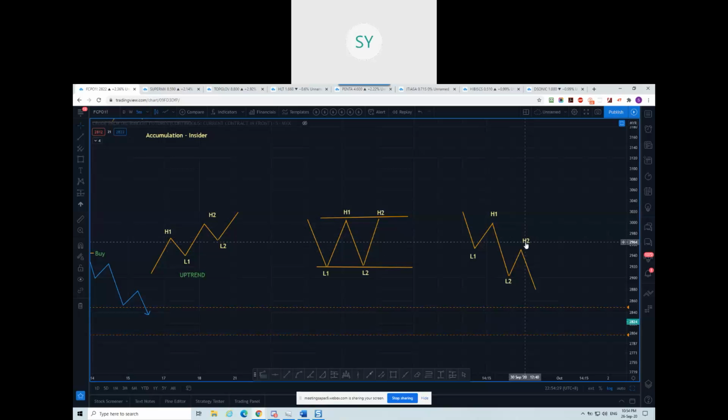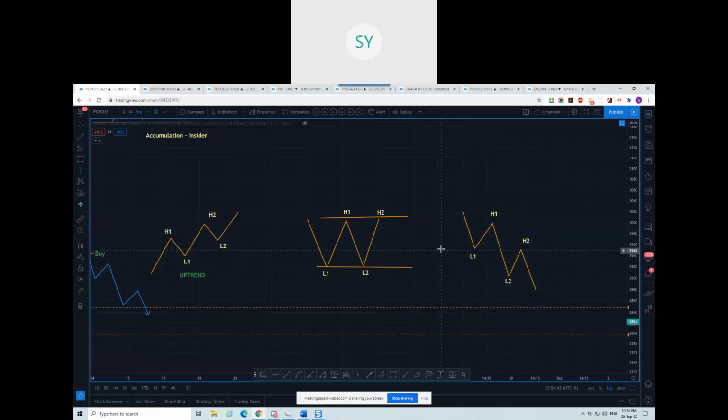So basically, you need a 4-point to define a trend as a technician. We call ourselves a chartist or technical technician. A downtrend is when you see a high forming lower, lower high H1 and lower high H2, and lower low from the low and the lower low L2 from the low. So this is a downtrend.